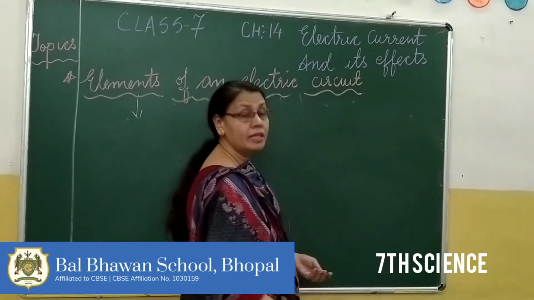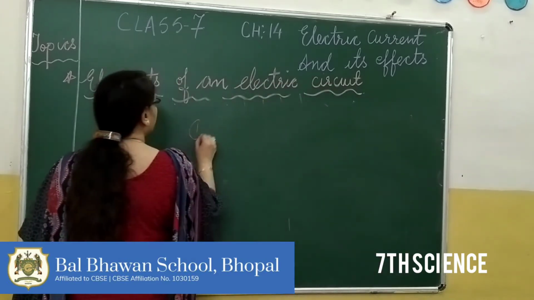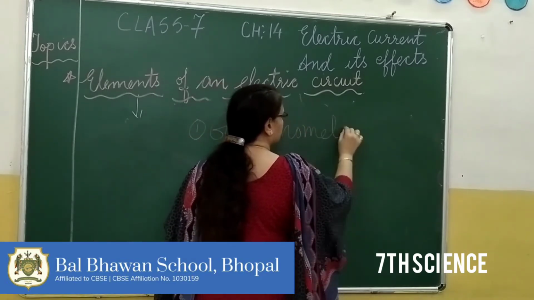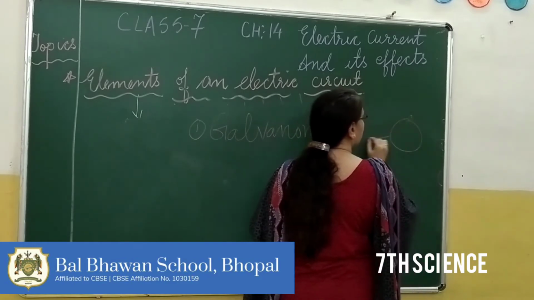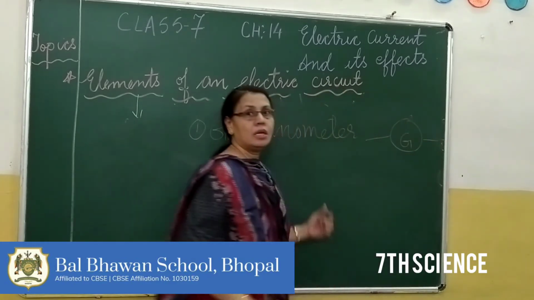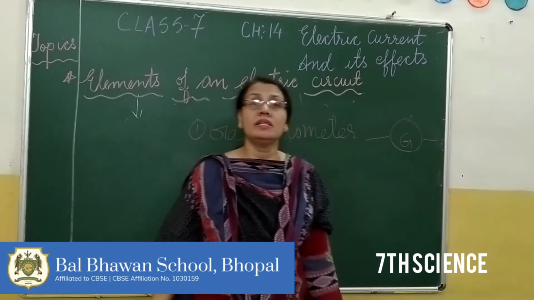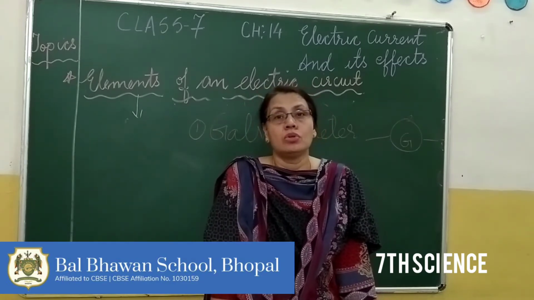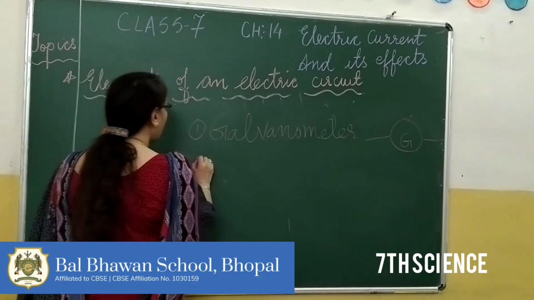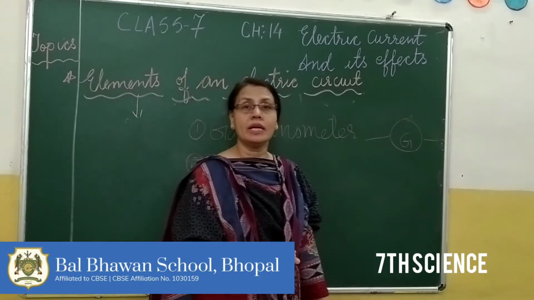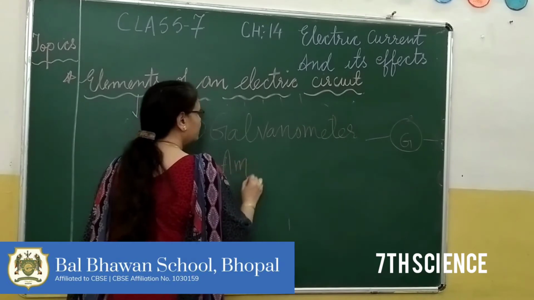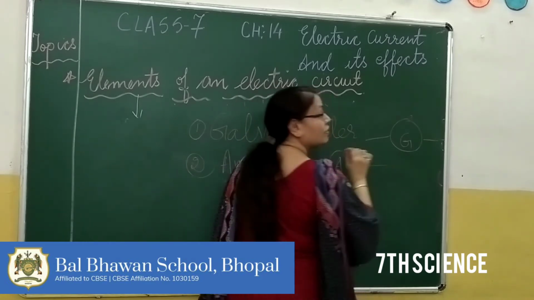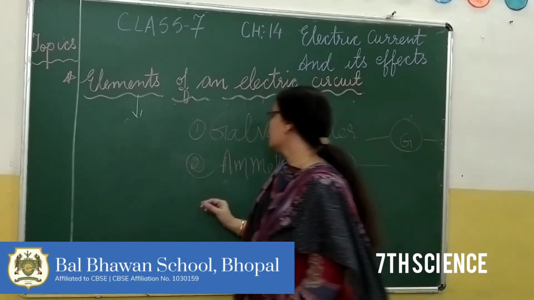To detect whether the current is flowing through a circuit or not, we have an apparatus called galvanometer, with a symbol like this. Now this galvanometer, the needle placed in it starts deflecting when current flows through an electric circuit. Next, to find out how much electric current is flowing through that circuit, we have another instrument called ammeter, which measures the amount of current flowing through a circuit.